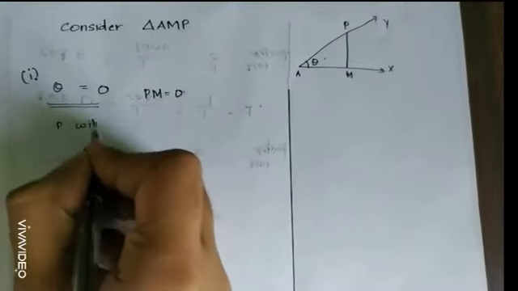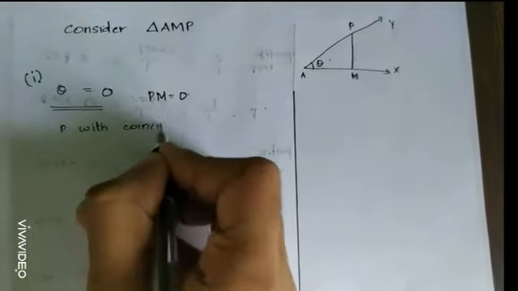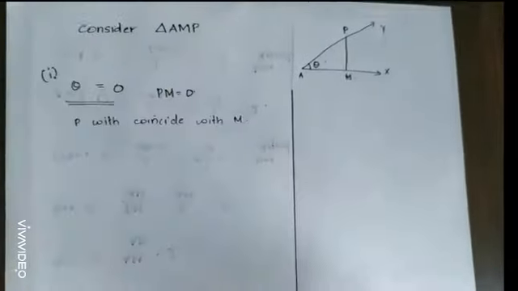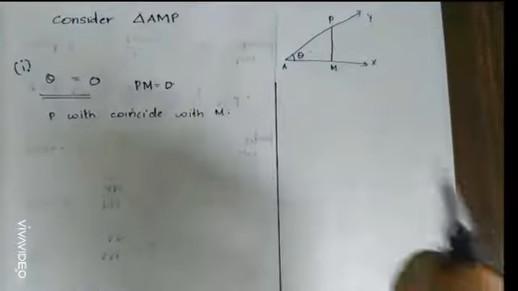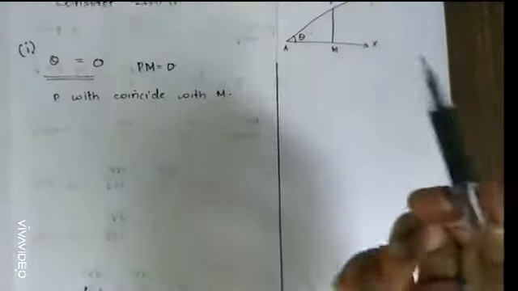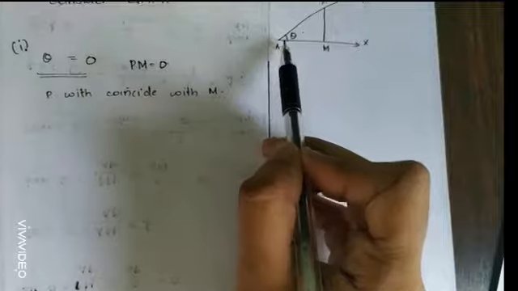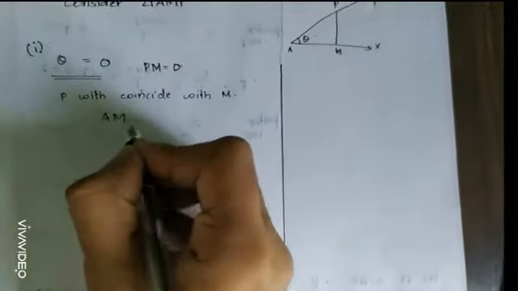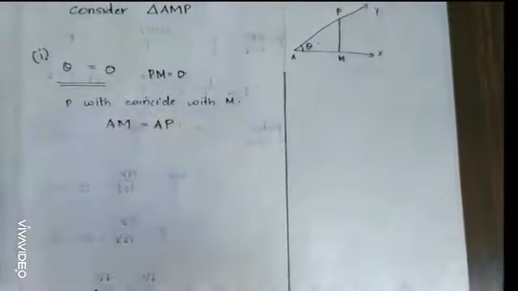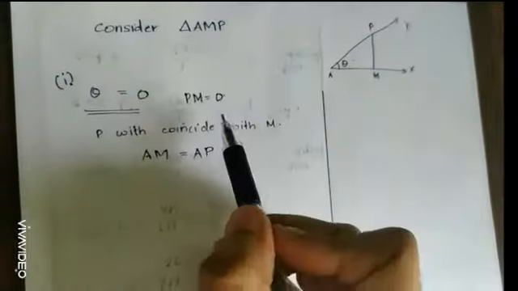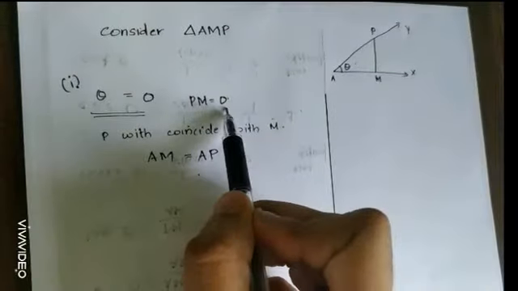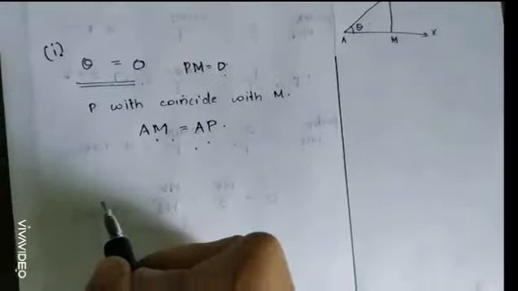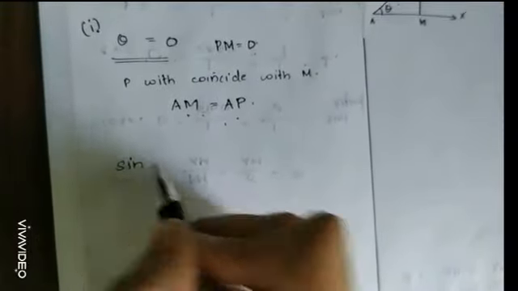P will coincide with M. And as a result, PM is equal to 0. And when PM is equal to 0, AM and AP remain the same. AM will be equal to AP. Now we have got two conditions, that is PM equal to 0 and AM equal to AP when theta is equal to 0 degree. Now let us find the sine, cos and tan.